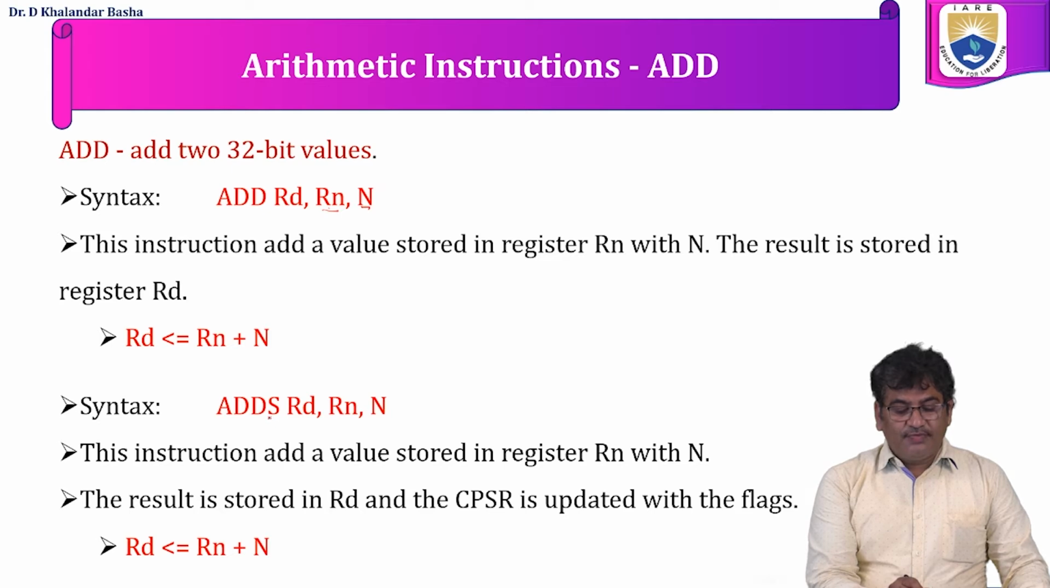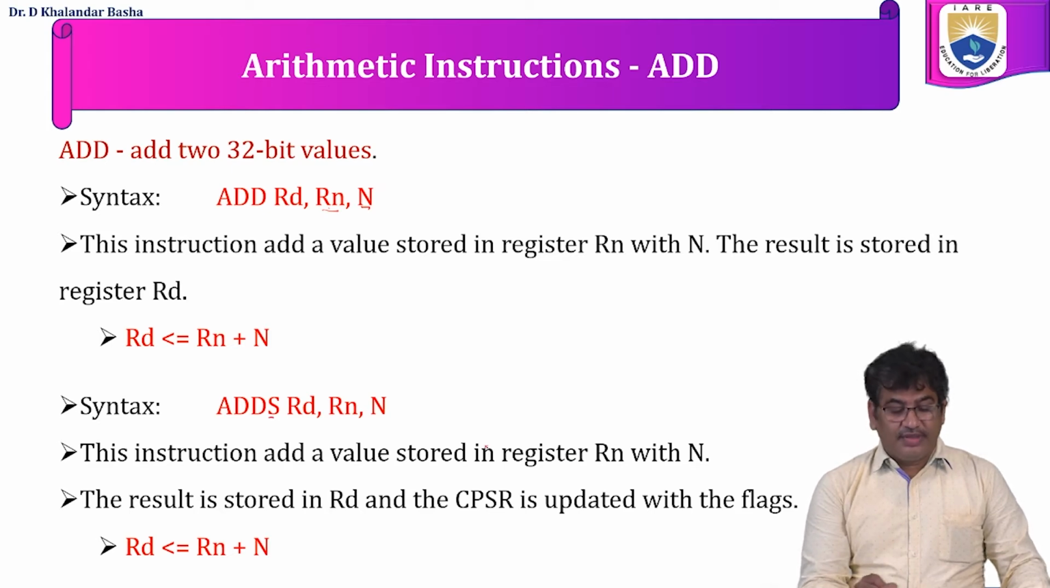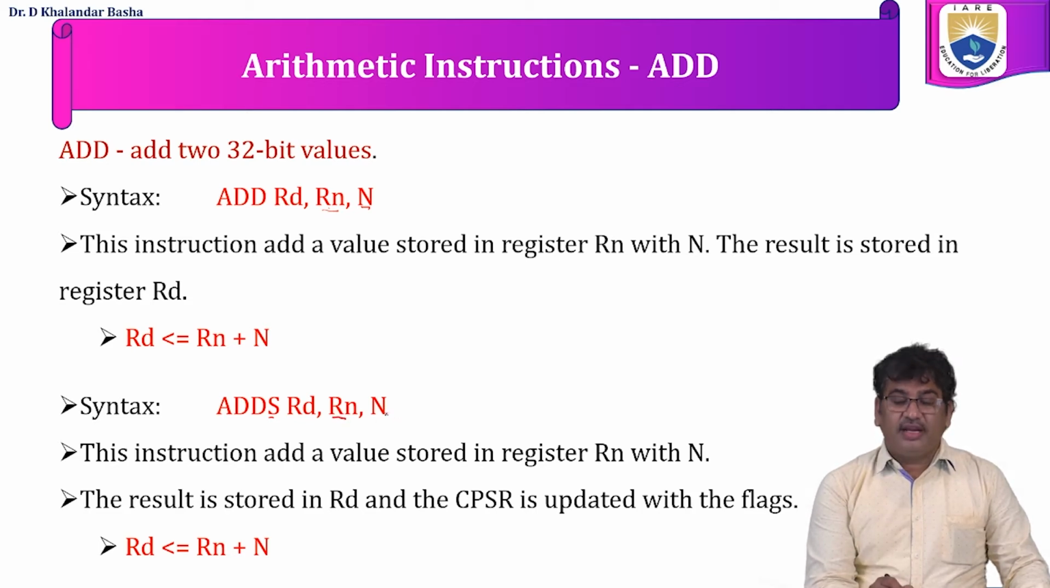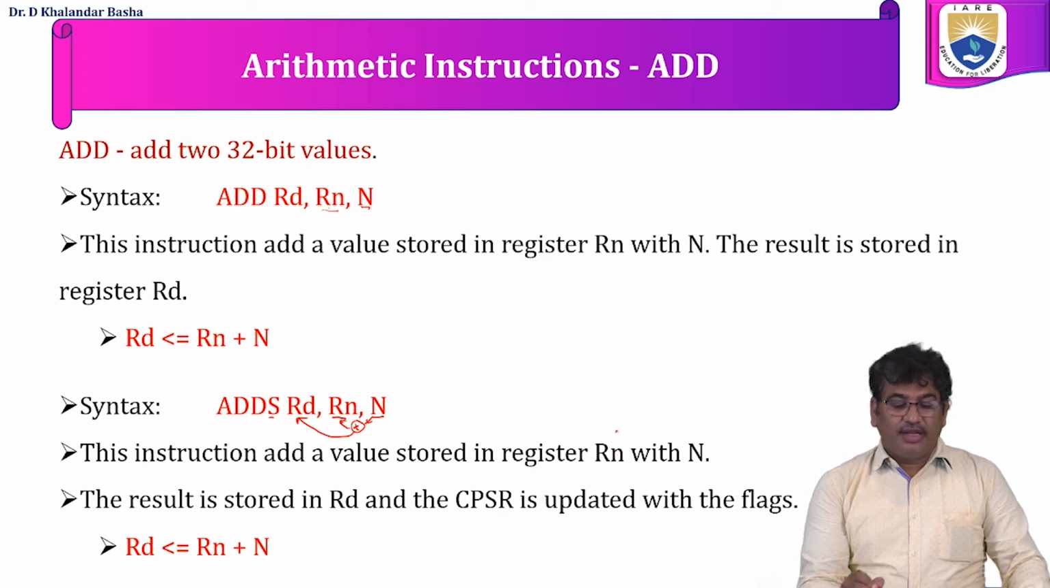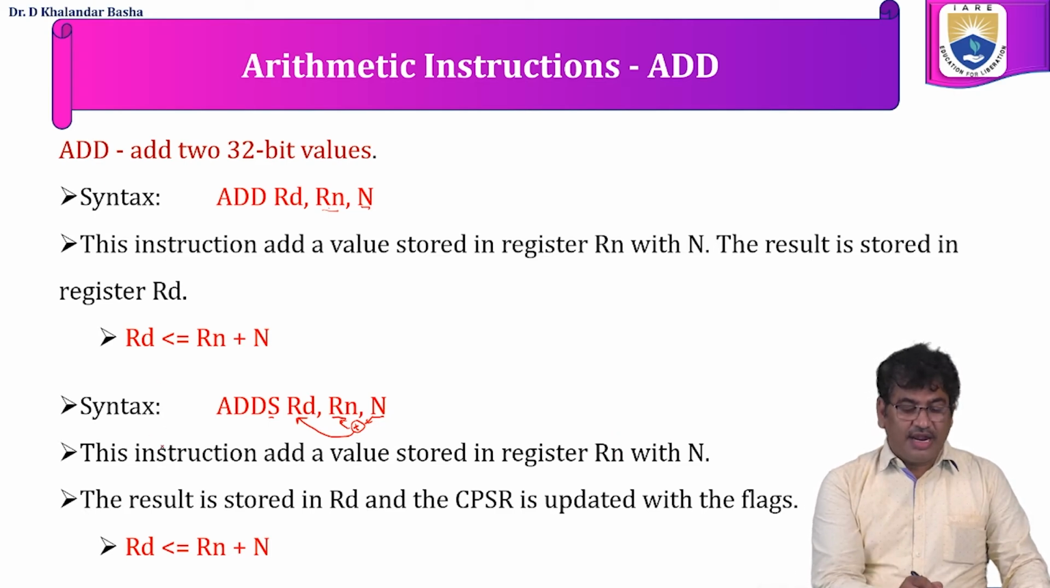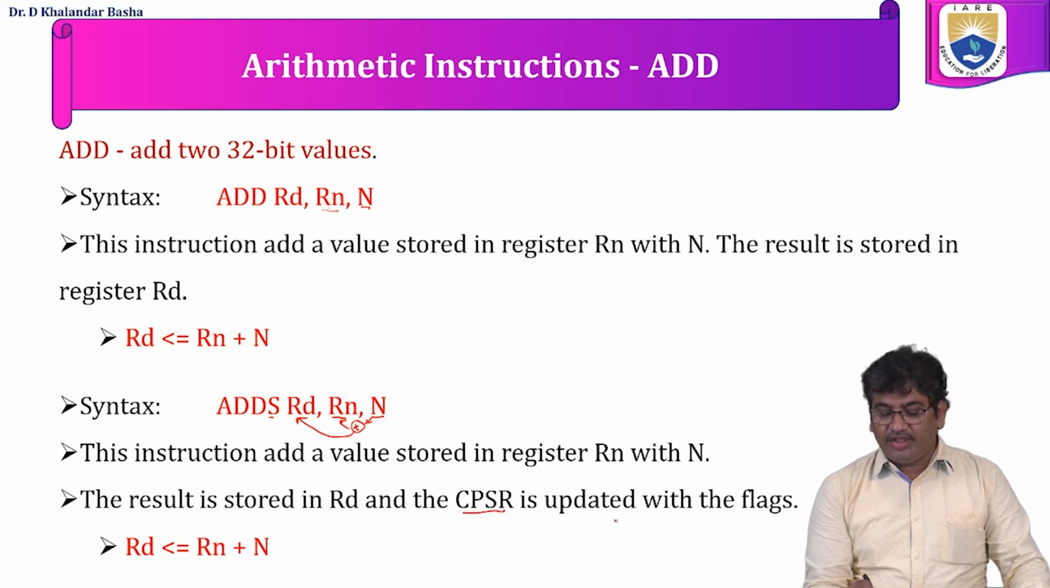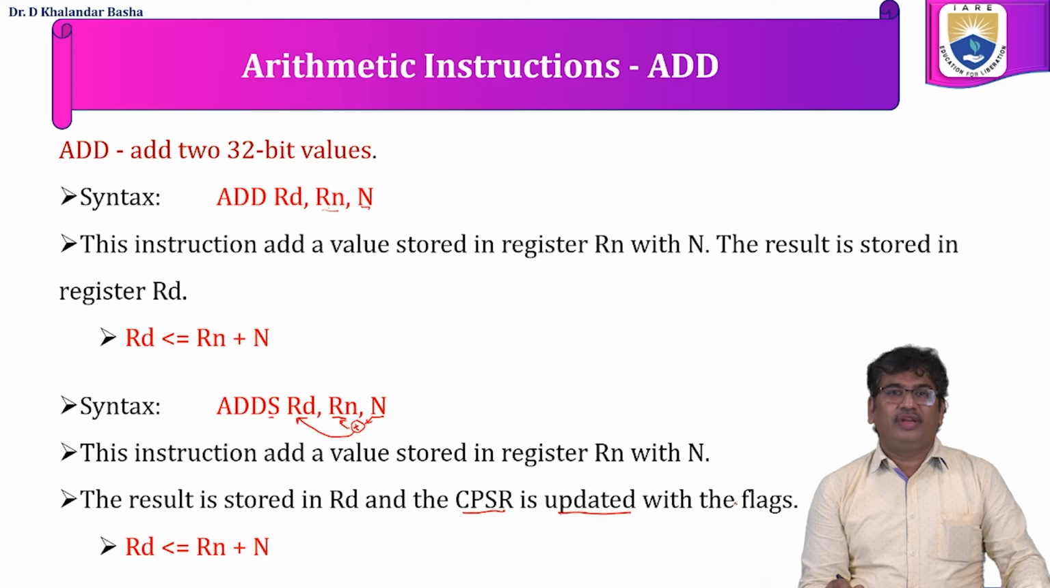For the ADD instruction, if the S suffix is added, then ADDS RD, RN, N. This instruction also adds the contents of the RN register with the N value, and the result after adding these two values will be placed into the RD register. The difference between the ADD instruction and the ADDS instruction is that the CPSR update takes place when we give the suffix S.